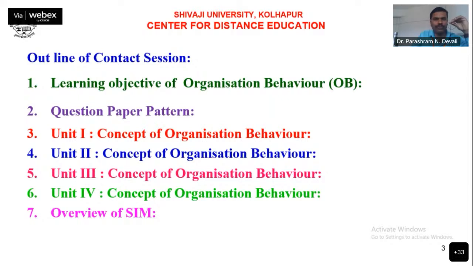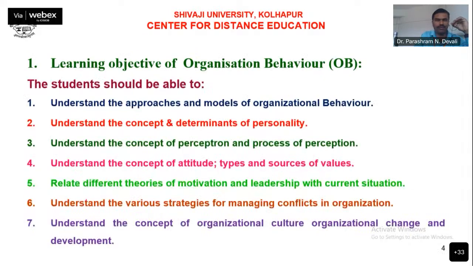First of all, we should know why we study this subject, organization behavior, that is the learning objective of this subject. Then we should know the question paper pattern of this subject. Afterward, we want to discuss unit number 1, the concept of organization behavior. Then unit number 2, the micro environment, business organization behavior.